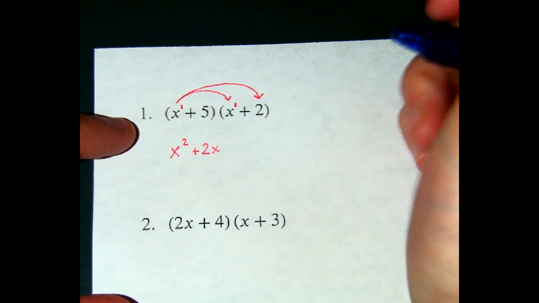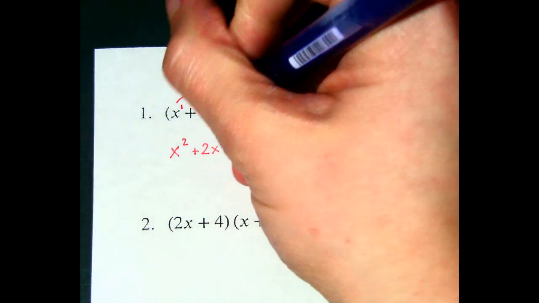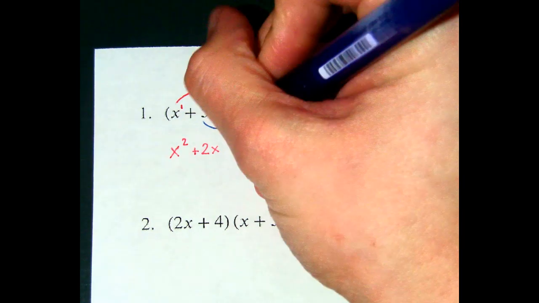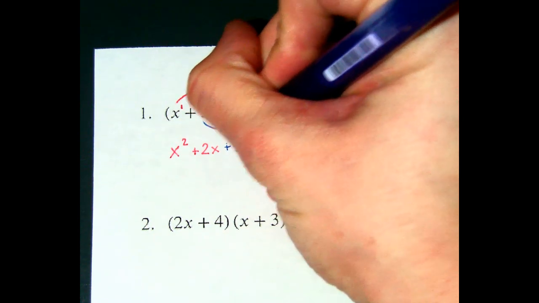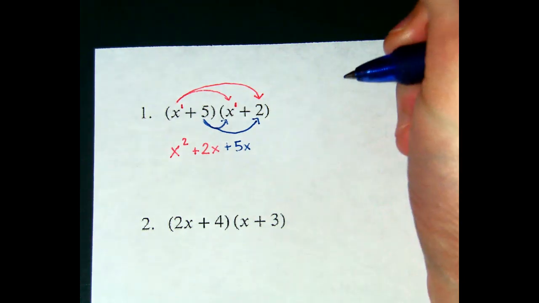Okay, what do I need to do with 5 now? Distribute it to everything. I need to distribute it to the x. What is 5 times x? And I need to distribute it to the 2. What's 5 times 2?